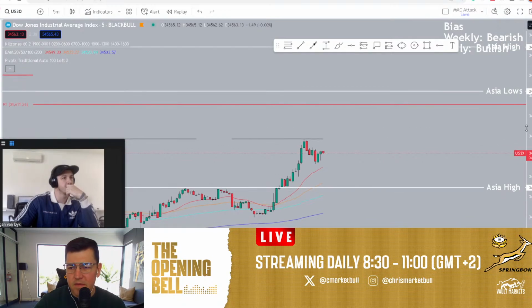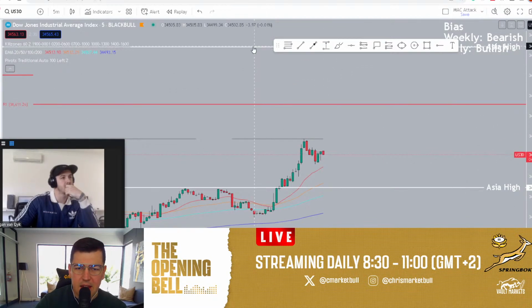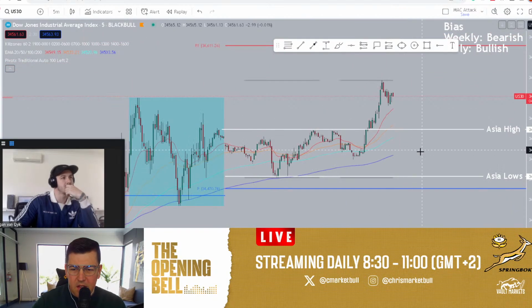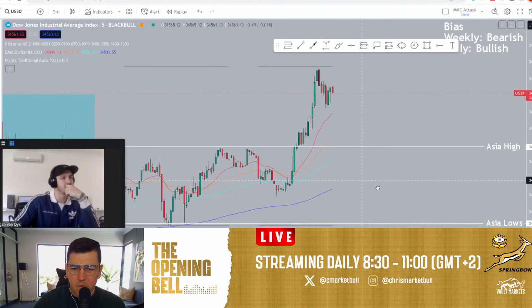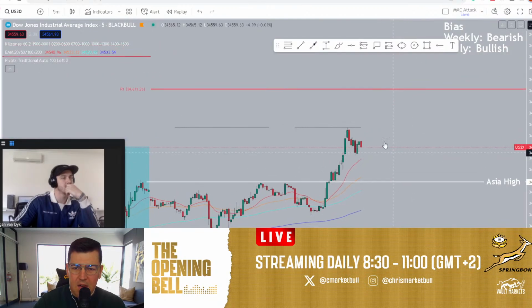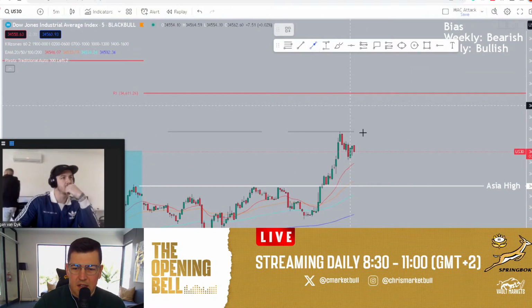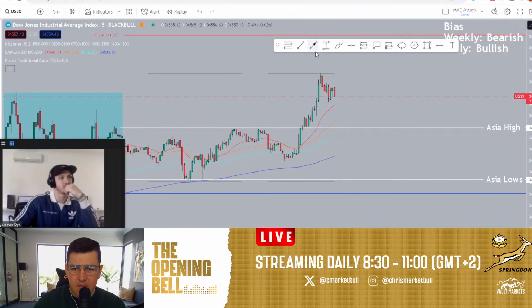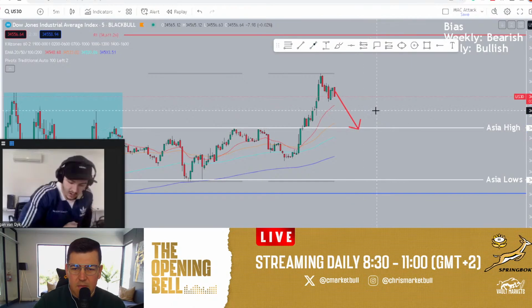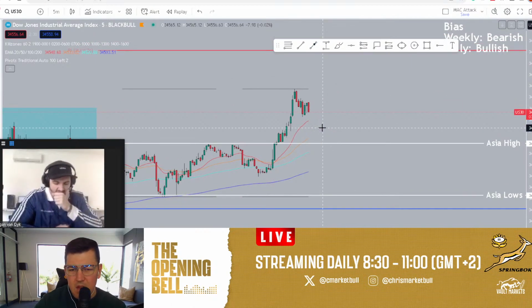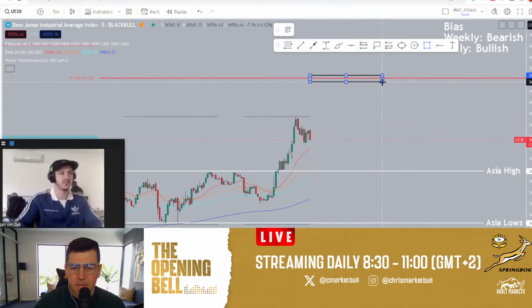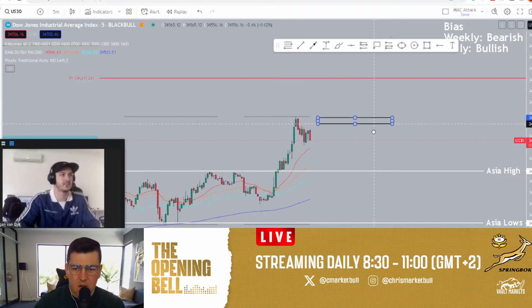It is weird, I've got some conflicting views on US 30 and NAS, but I am still gonna potentially lean to the short side on this. If we push up now, I'll be looking for shorts. So let's say from here we open up, we push up all the way straight to R1, I'll be looking for shorts. But if we start pulling back to the Asia highs and we start holding it, I'm going to look for longs again. So I don't want to trade it here. I either want to short here somewhere, or I want to long here.